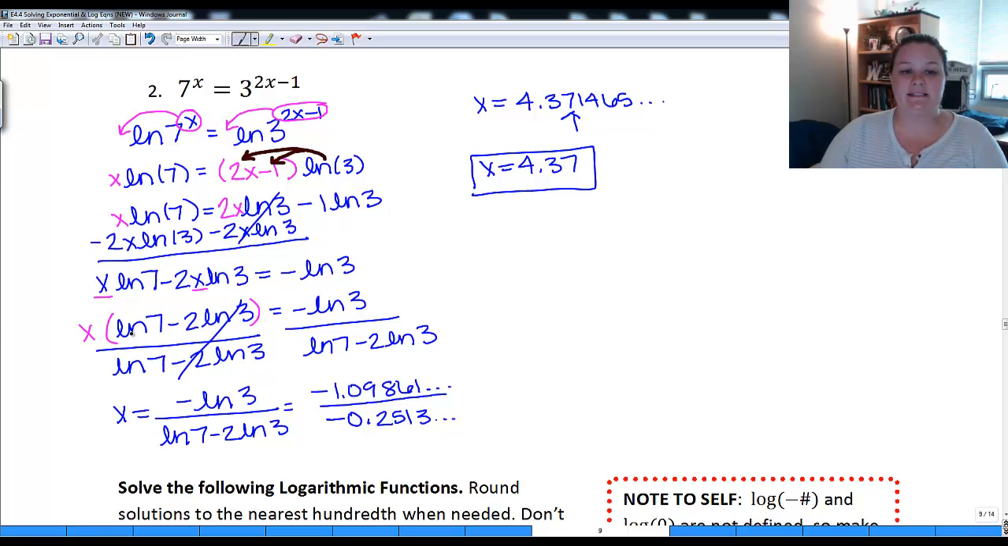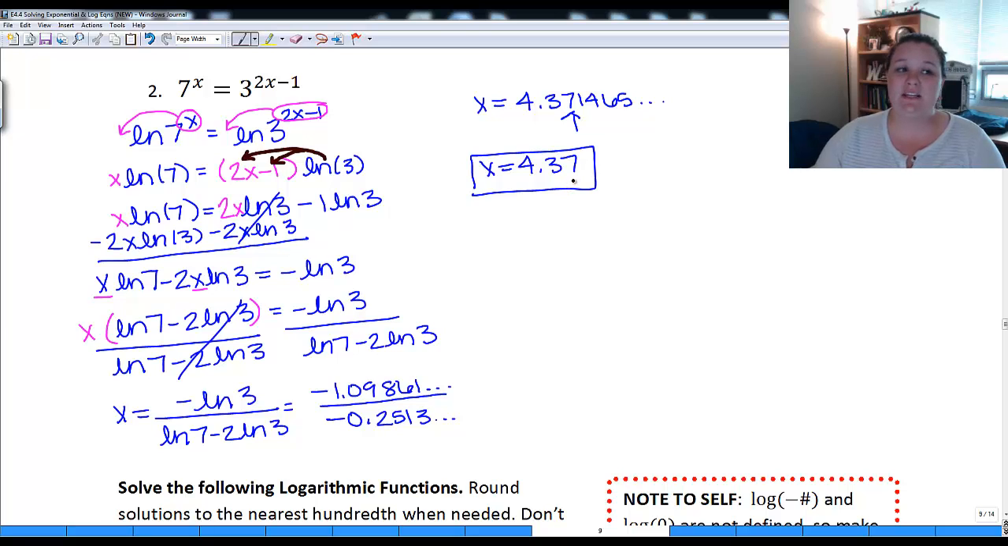And then to get x by itself, I'm just going to divide off that huge quantity that I don't need. So I'm going to divide by ugly on this side. If I divide by ugly on this side, I have to divide by ugly on this side, right? So I end up with x is equal to negative ln 3 all over ln 7 minus 2 ln 3. Then I simplified the top and the bottom separately so that I can divide them, which gives me 4.37 and some more stuff. Round to the nearest hundredth, which leaves me with 4.37.